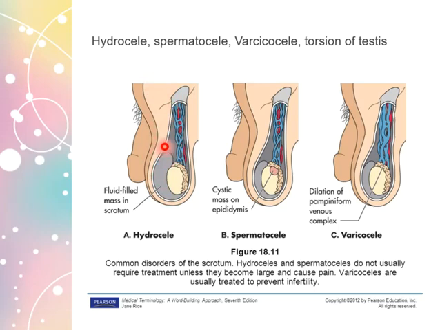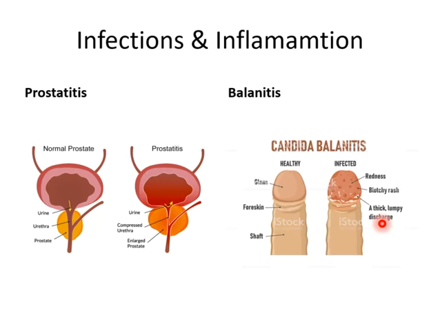Okay, the cyst containing fluid and sperm in between the testis and epididymis is called a spermatocele. And we discussed the varicocele, and we also discussed torsion of testis. That's the ischemia of the testis. Now, what are the infections and the inflammations?